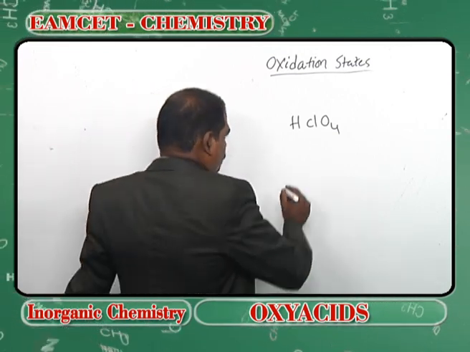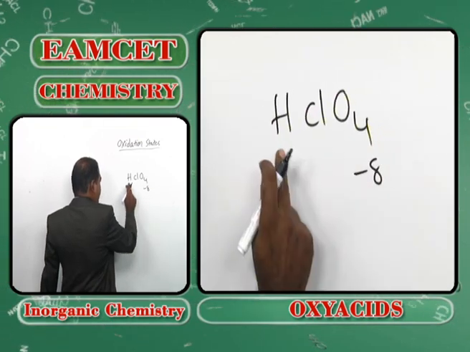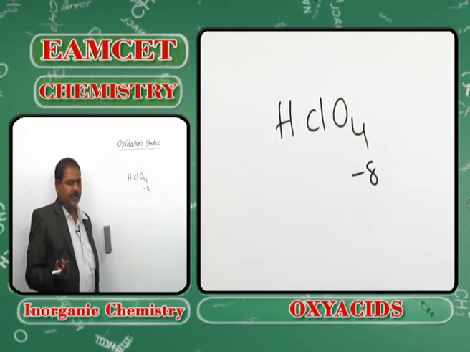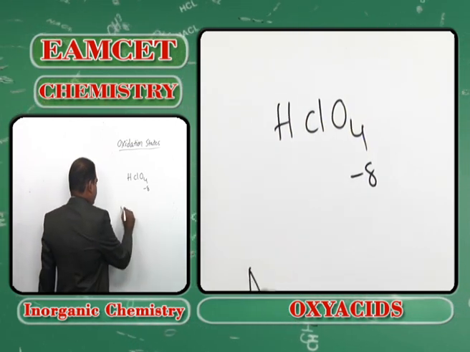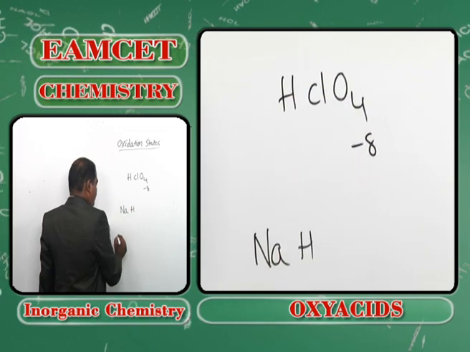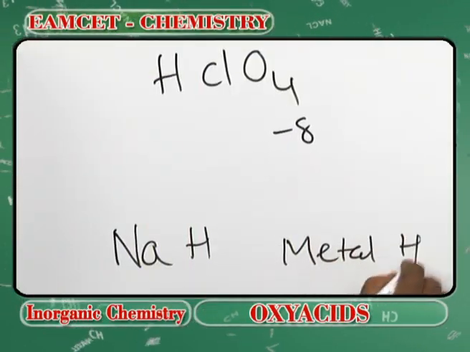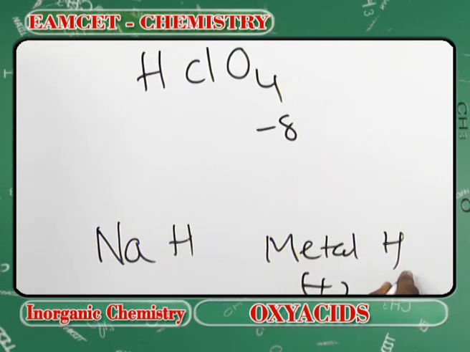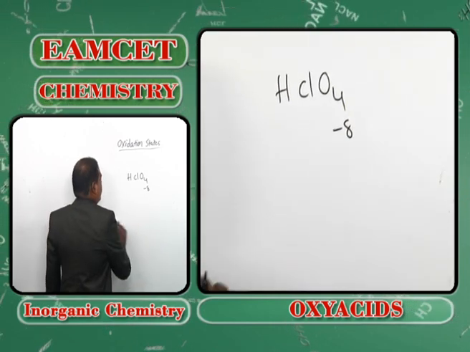Right. So HClO4: -8. I didn't say anything about hydrogen because it's not necessary. Hydrogen in most cases is +1, except when it is present with metals. In a metal hydride, MH, the metal is always plus, therefore hydrogen is always -1. So what about hydrogen? Either +1 or -1.